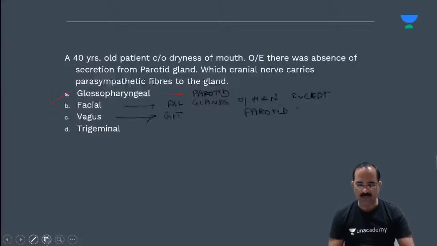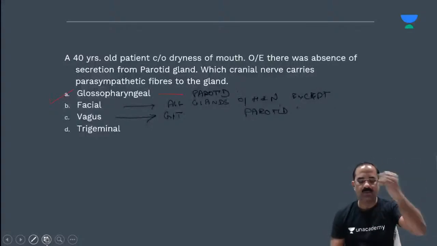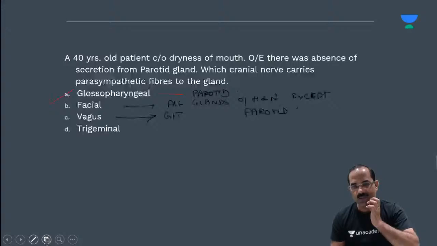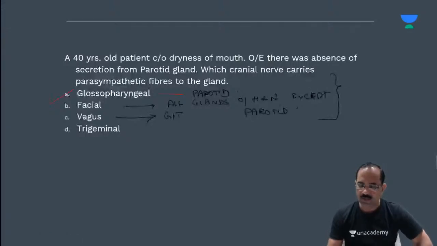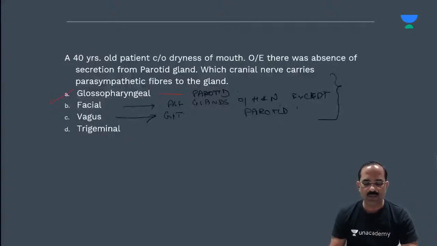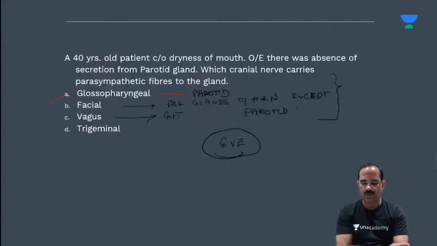So vagus supplies the glands of GIT, glossopharyngeal nerve supplies the parotid, and all the glands of head and neck except parotid are supplied by the facial nerve. All the glands, meaning lacrimal, nasal, palatine, pharyngeal glands, the submandibular and the sublingual glands. Clear, students? And what is the name of the component required to supply the glands? The functional component which the cranial nerve should have to supply a gland is the general visceral efferent component. So the general visceral efferent component of the facial nerve is going to supply the glands.